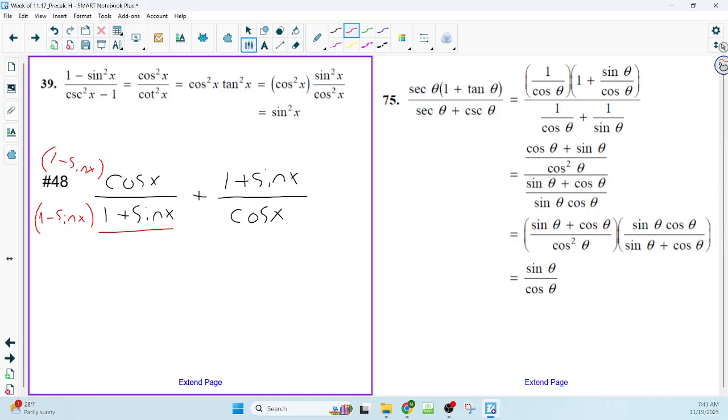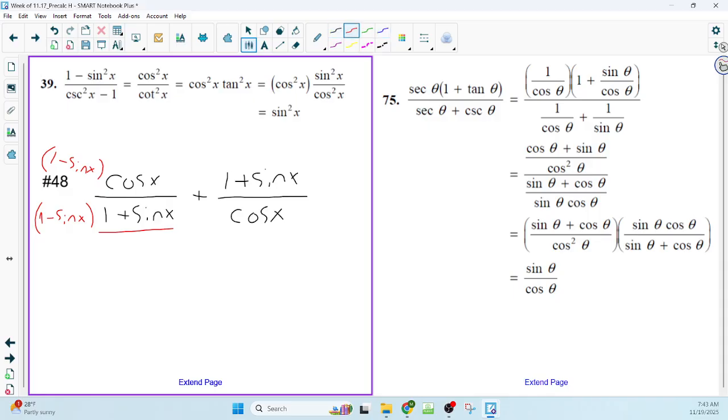But I would still, I think, and when I say I think, I literally mean I think, I don't know. I think you should multiply by 1 minus sine here as well. And if you multiply by 1 minus sine here, you might find something better. But maybe not. Let's just see what this does first.